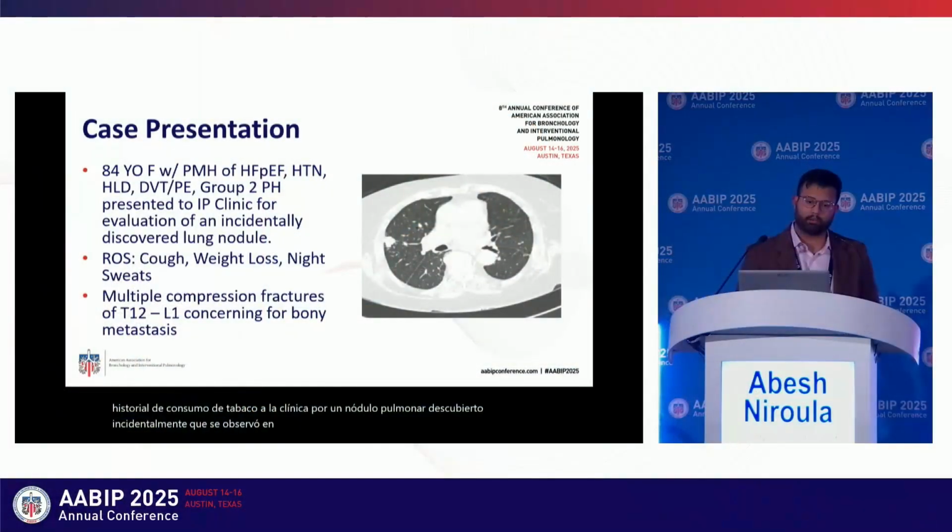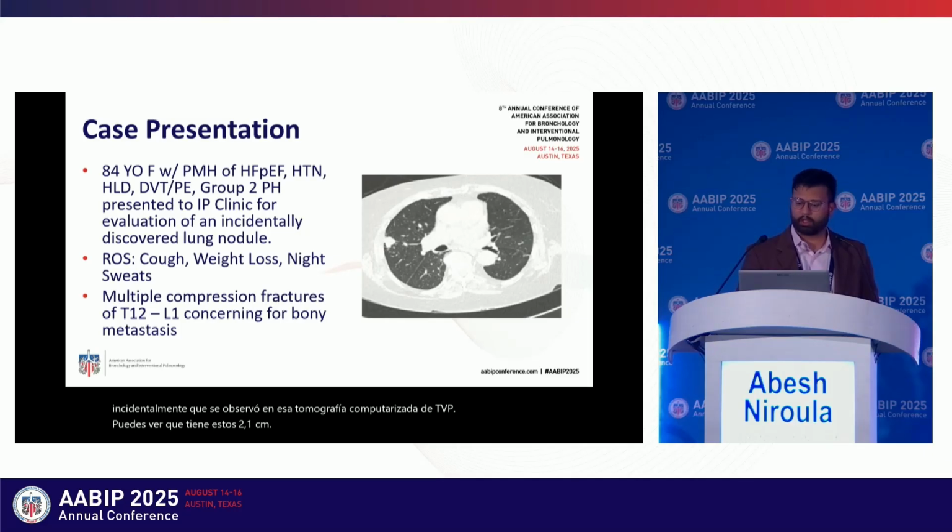Good morning, everyone. Like Dr. Niroula said, I'm the IP fellow at Emory. So this is actually a lady that we saw in IP clinic when I was a PCCM fellow. This is an 84-year-old woman with a history of heart failure with preserved ejection fraction, hypertension, hyperlipidemia, a recent DVT-PE, and group 2 PH. No tobacco use history. She was referred to clinic for an incidentally discovered lung nodule that was noted on that DVT-PE scan. You can see she has this 2.1 centimeter nodule here.